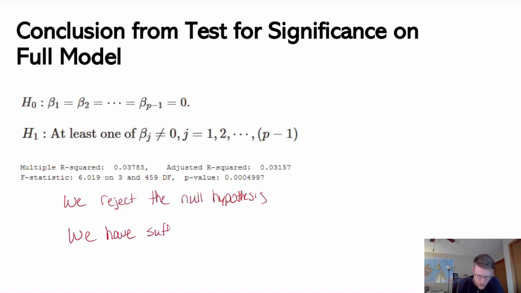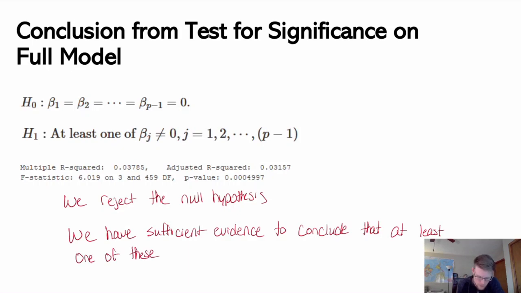We have sufficient evidence to conclude that at least one of these predictors has a linear relationship with evaluation score. Right, so I could have written a little bit more detail there if I wanted to.